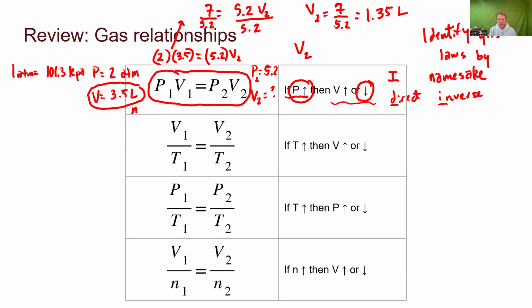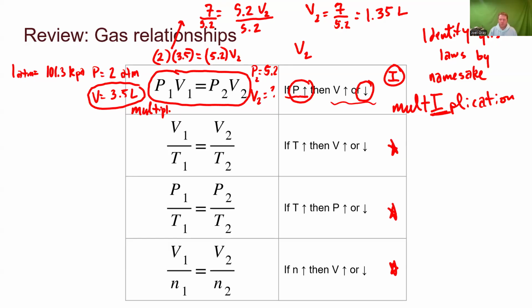I always like to think about it as the first one here, P1V1 equals P2V2. That's multiplication. That is an inverse relationship. So the way I think about it is multiplication, really underline that I, multiplication. So then I know that when one goes up, the other goes down. Now, these last three, they're all division.